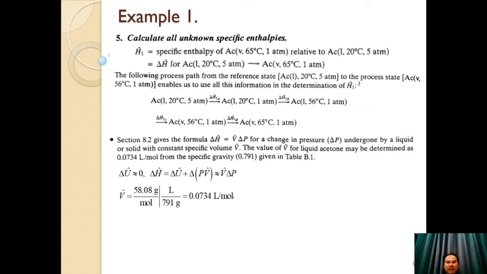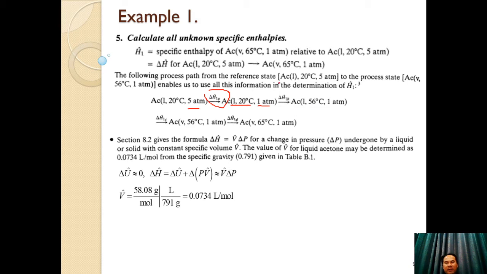For this case, the first step you have to change the pressure. That's right. You have changed the acetone liquid phase at 20 degrees Celsius from 5 atm to 1 atm, at constant temperature. Delta S1A is the entropy change due to the change of pressure.